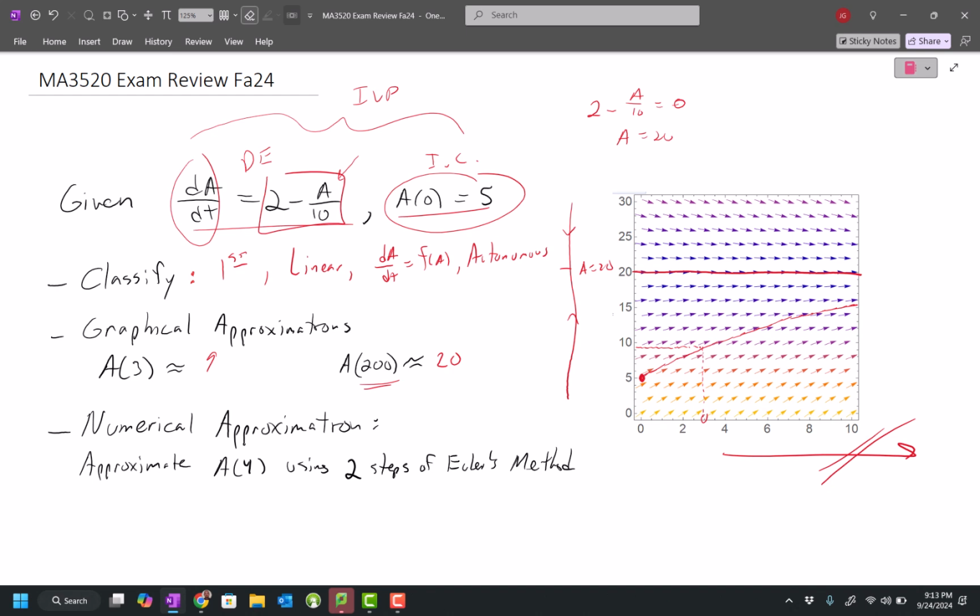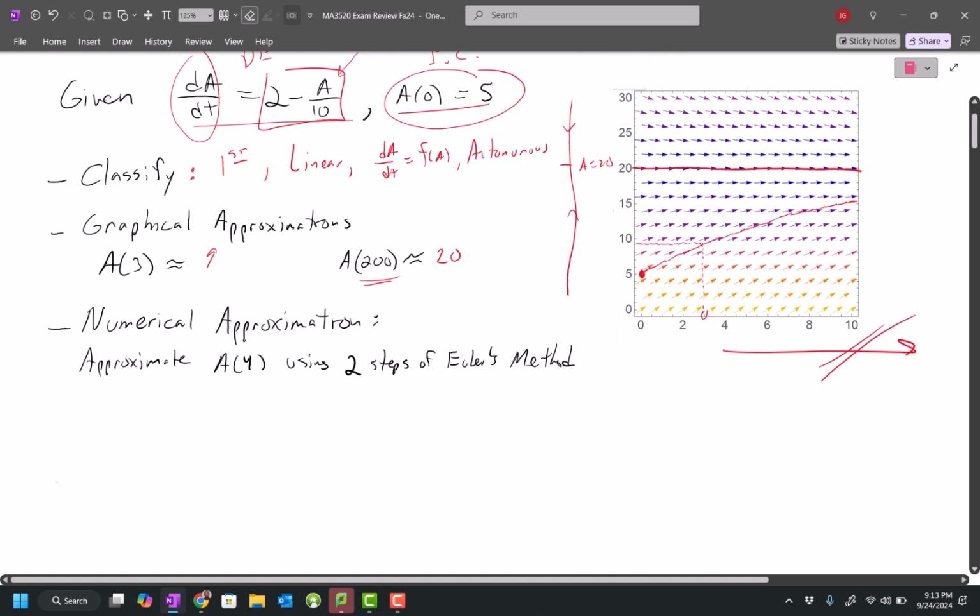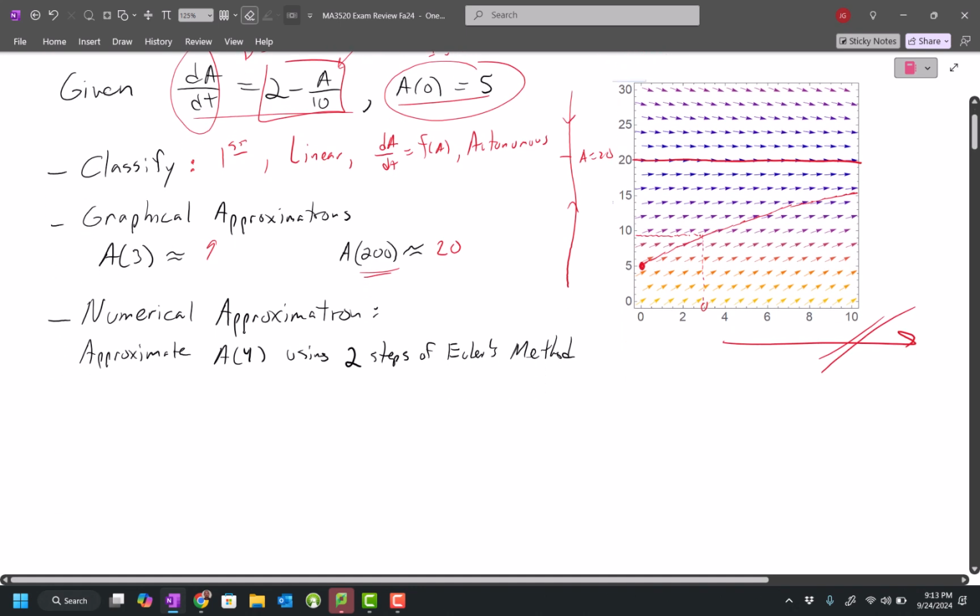All right, next we have to use Euler's method to approximate A of 4. So to do this, I might set up my table. My table that I like to use is I'll have some starting point. I know I can calculate the slope at that point by using the right-hand side of that differential equation, which is 2 minus A over 10.